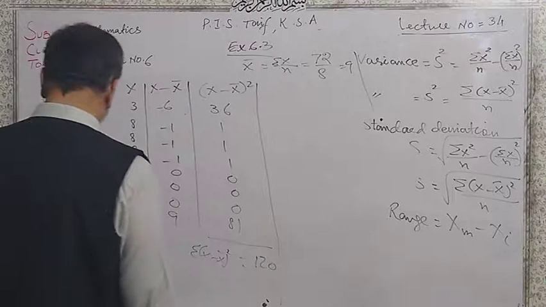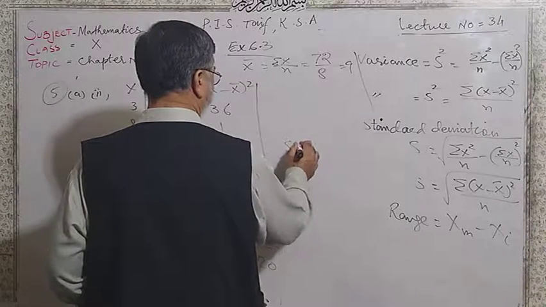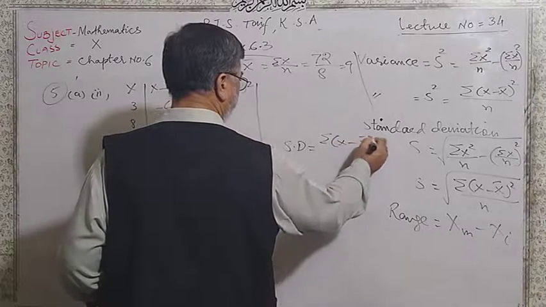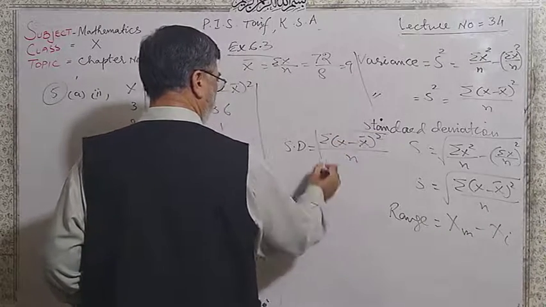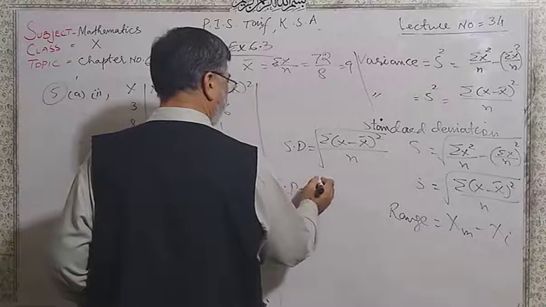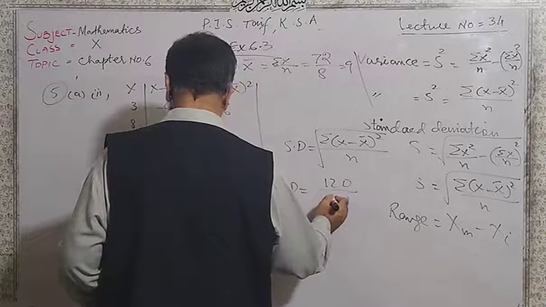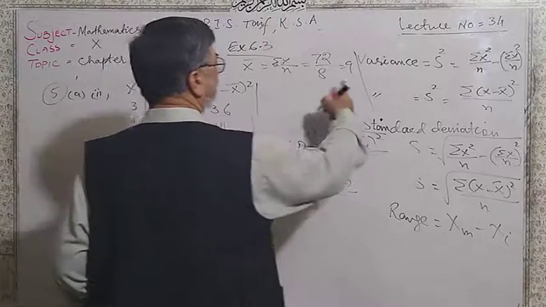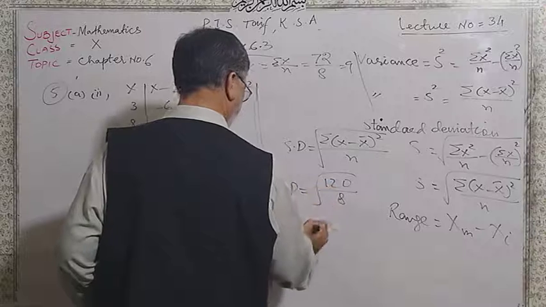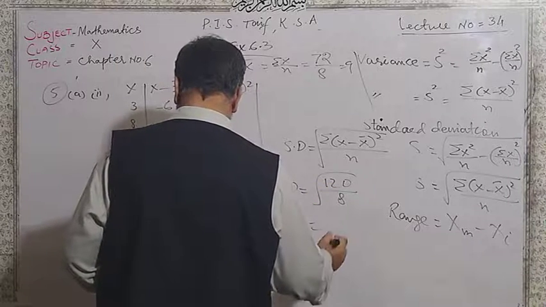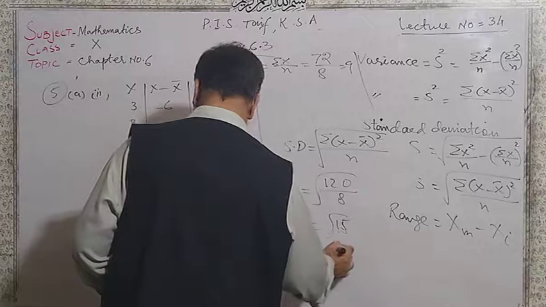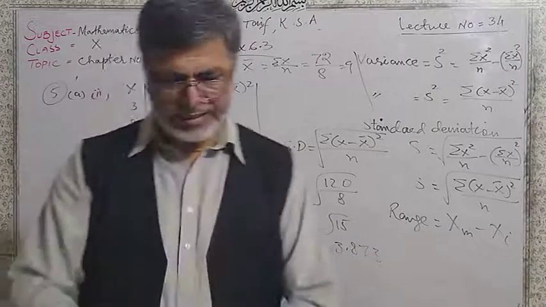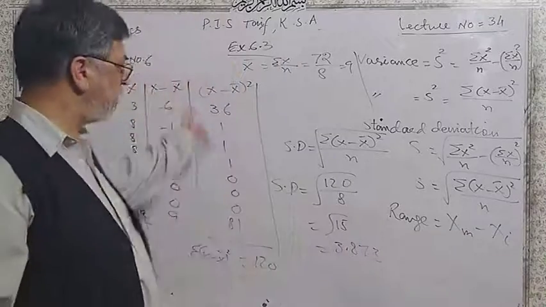Dear students, for finding standard deviation we will apply the formula sigma x minus x bar whole square over n whole under root. So standard deviation is 120 over n, yes, n was 8. So in this way we will have 15 under root, that will be 3.873. Dear students, that is your standard deviation.